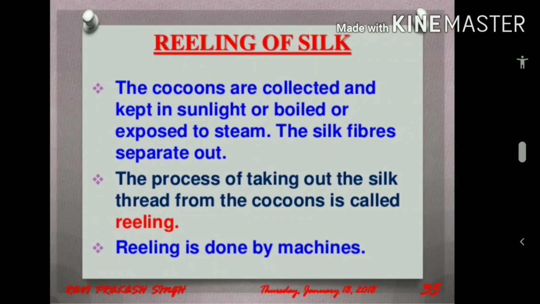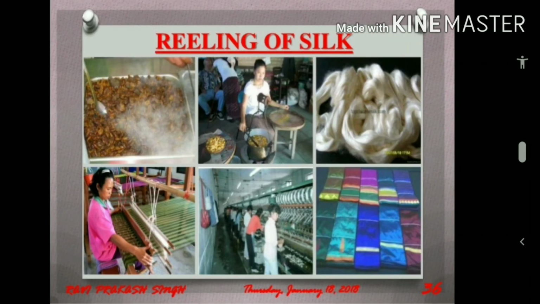Then the reeling of silk. The cocoons are collected and kept in sunlight, or boiled, or exposed to steam. The silk fibers separate out. The process of taking out silk thread from the cocoons is called the reeling process. Reeling is done by machines. Look at this, this is the reeling process.